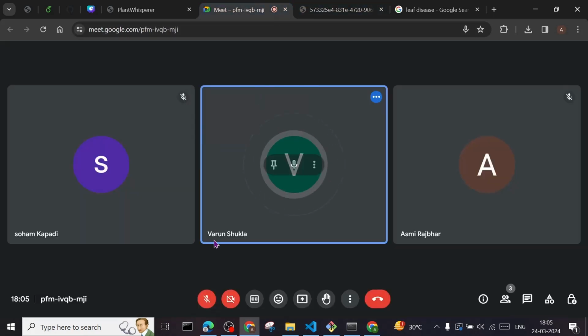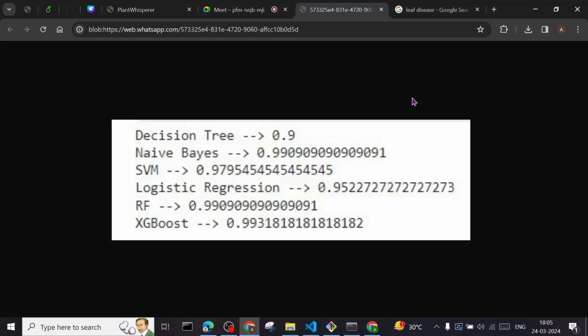The algorithm which we have used is random forest. It is an algorithm which has a learning method that constructs multiple decision trees during training and outputs the mode of classes or the mean of the prediction of the individual trees.